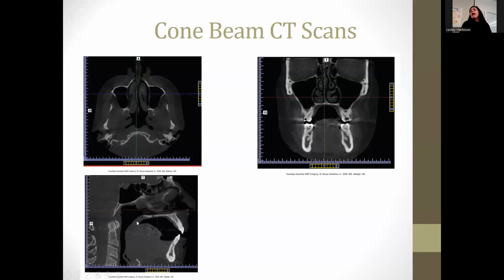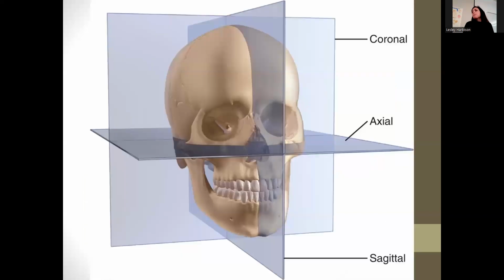I don't know that I'm going to test you on that either. That kind of falls into the nice to know, I think. And this is just another way to see it. So you can see the coronal, the axial, and the sagittal. You think about it in cross sections of those different planes.